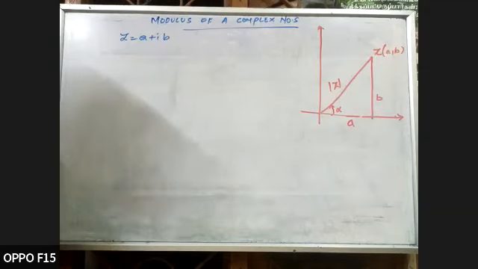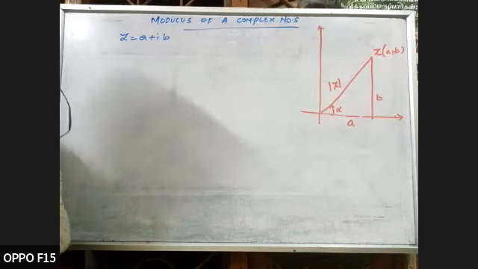In the last class we have discussed about the Argand plane and the properties of the algebra of complex numbers, how to add any two complex numbers, how to subtract, how to multiply, and how to divide. And also we have discussed finally the conjugate of a complex number. Today we are going to discuss about the modulus of a complex number.